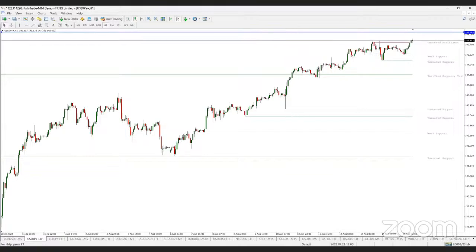146.163, that's my take profit for USD JPY. For USD JPY, I am buying. I already told you from the beginning yesterday.